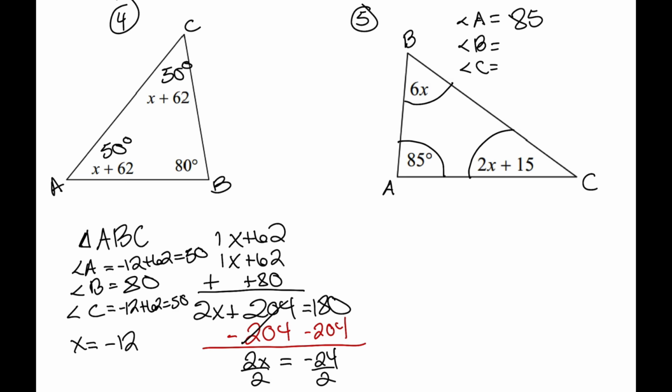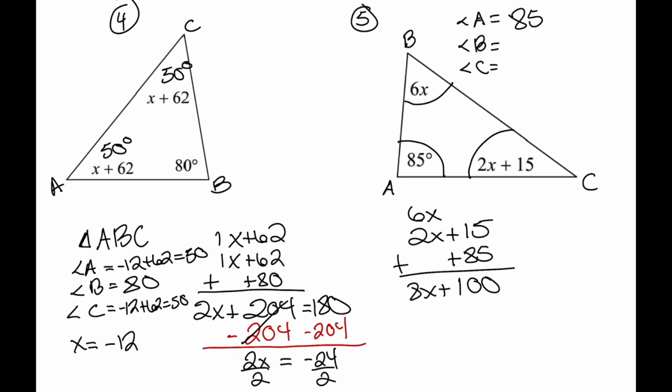So let's do that. So what we got is, our first expression is 6x, then we have 2x plus 15, and then we got positive 85. All 3 will add together. So we got 15 plus 85. That's going to make 100. 6x plus 2x is going to be 8x. And all that was added together. And when it's added together, it's going to equal 180 degrees. We're going to go from there.